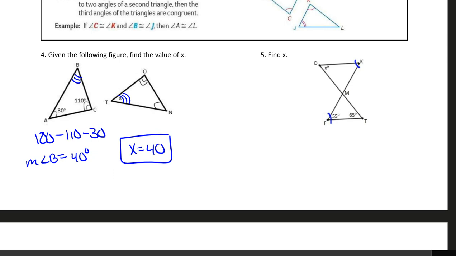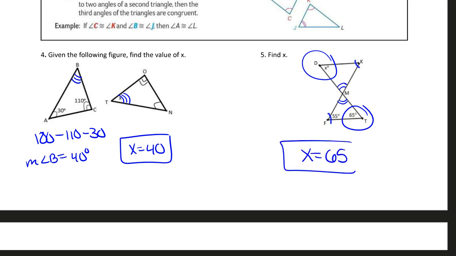In number 5, we have this figure right here, and all I'm telling you is that angle F and angle K are congruent. Well, that's only one angle. However, we have vertical angles. So there's my second angle. So if I know that F and K are congruent, and these two vertical angles are congruent, then without doing any extra work, I know that D and T also have to be congruent, which means X is 65.